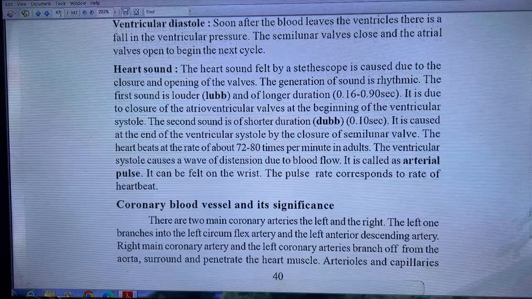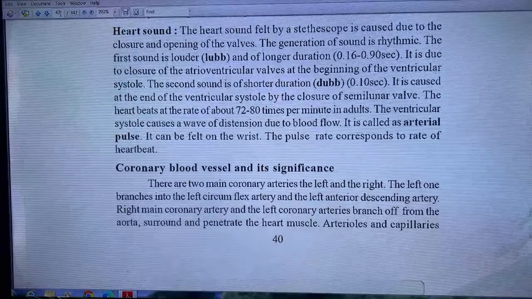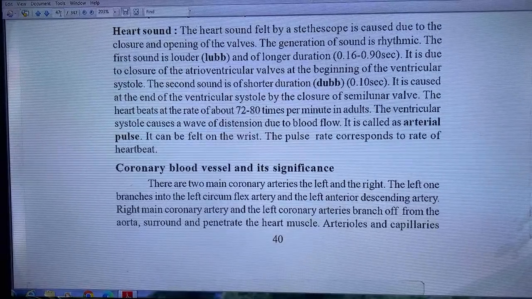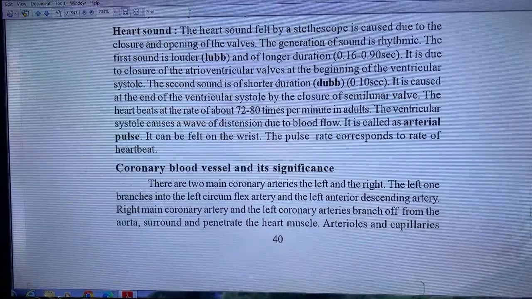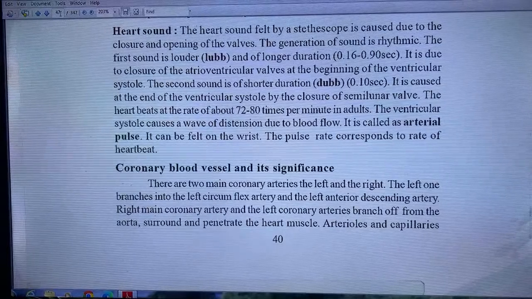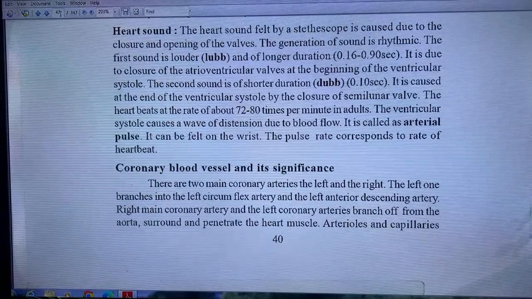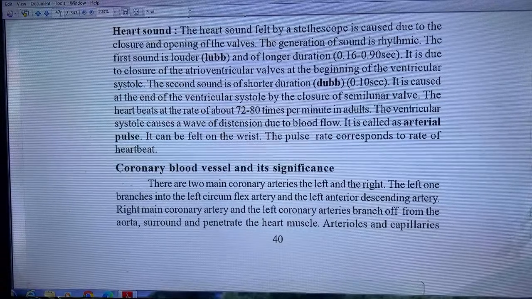Heart sound. The heart sound felt by a stethoscope is caused due to closure and opening of the valves. The generation of sound is rhythmic. The first sound is louder, lub, and of longer duration, 0.16 to 0.90 second. It is due to closure of the atrioventricular valves at the beginning of the ventricular systole.